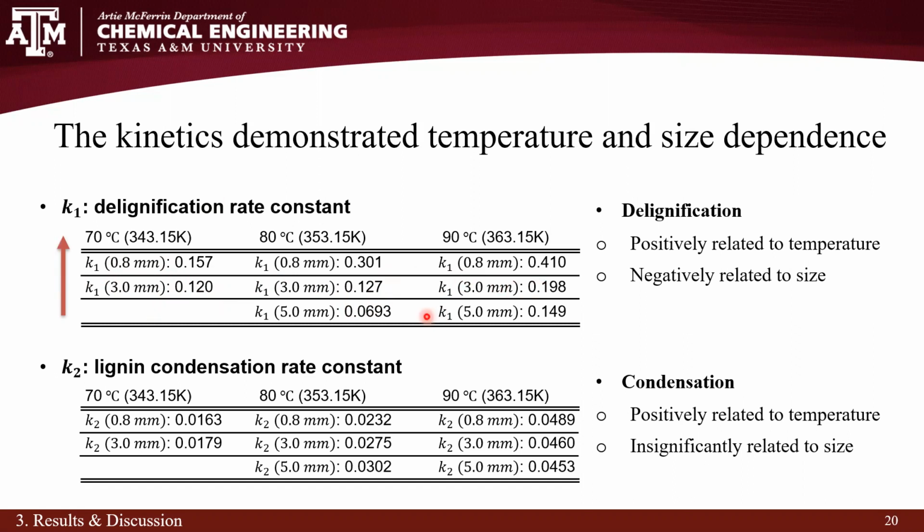Also, when you take a look at the condensation reaction, it shows a slightly different tendency. First, it shows a similar tendency with temperature. So the condensation also takes place faster when the temperature is high. However, there is an insignificant relation between the condensation reaction rate and the biomass size. It might be attributed to the fact that the condensation of lignin is more determined by the dissolved lignin content in the liquid phase, not the biomass size.